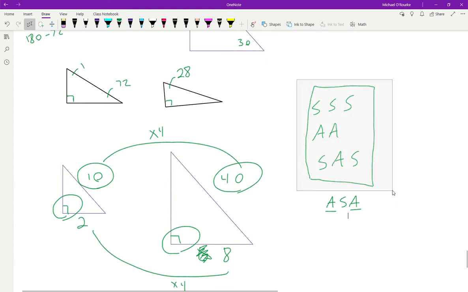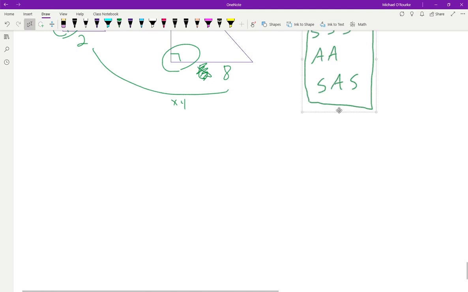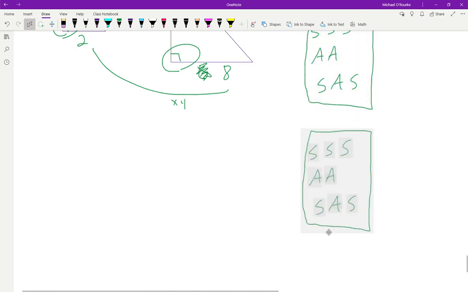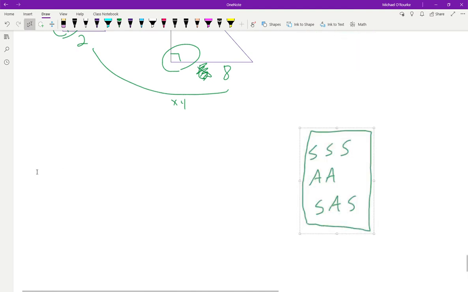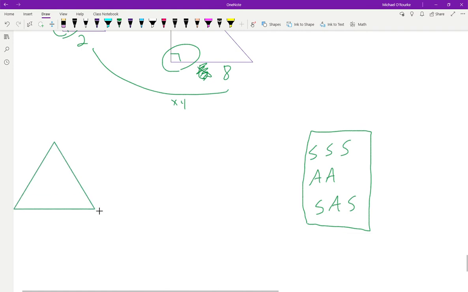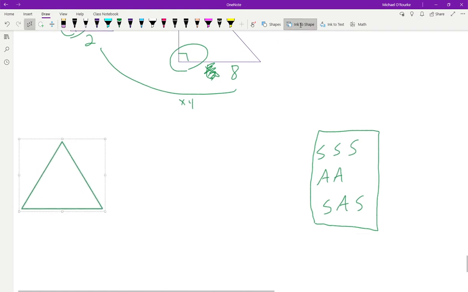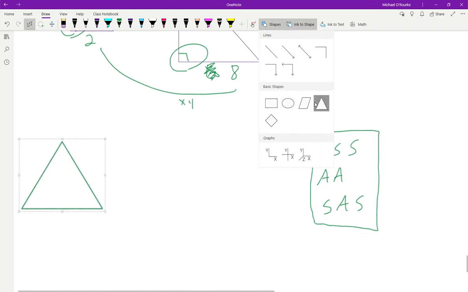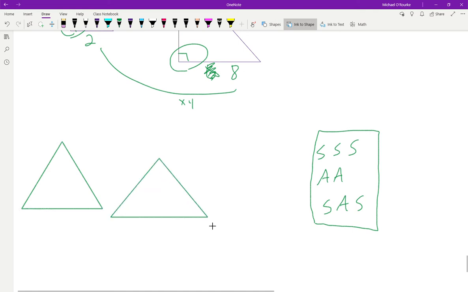I'm going to grab this. I'm going to pull it down here. I'm going to draw a couple of triangles here. I want you to tell me if they are proportional. Not proportional, if they're similar. Okay?